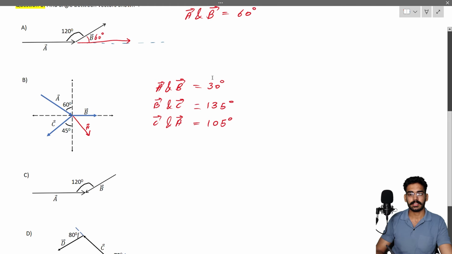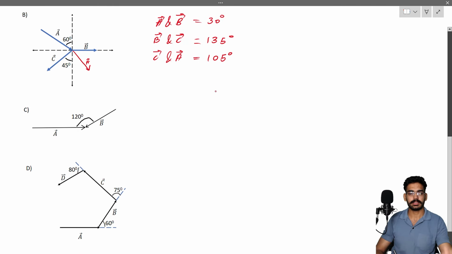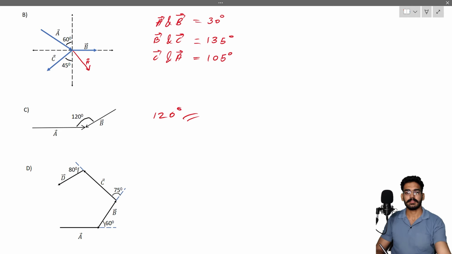Okay, now let's go for the C part. In the C part, if I see the question, they are already connected head to head, so I can answer directly. 120 degrees is the answer. Okay, 120 degrees, I answer directly. Now let's see the D part.